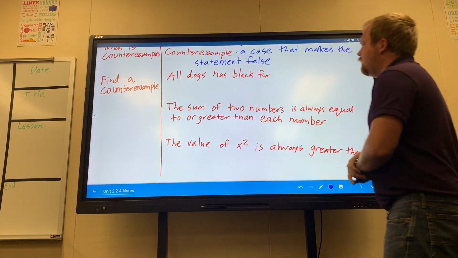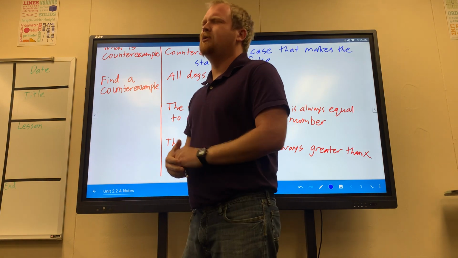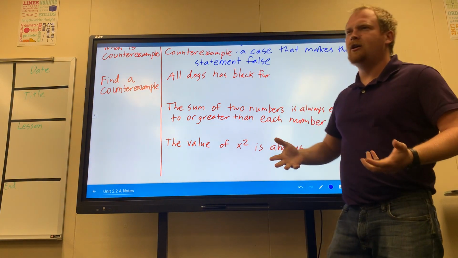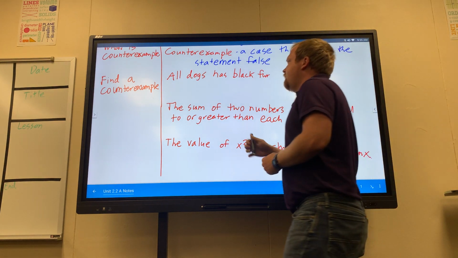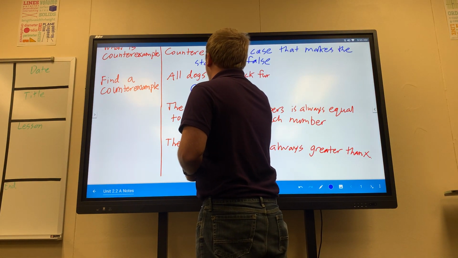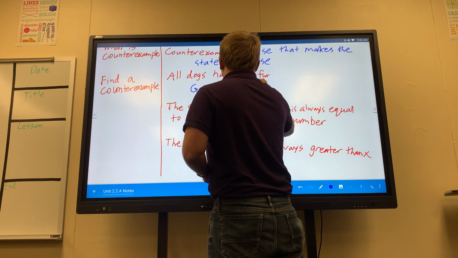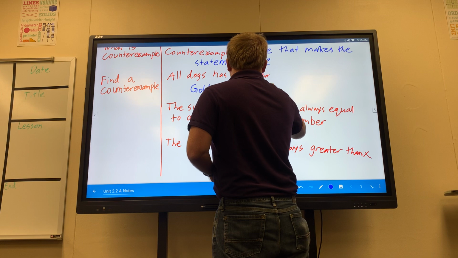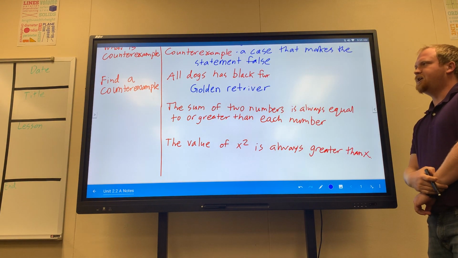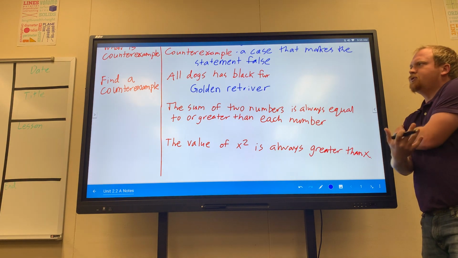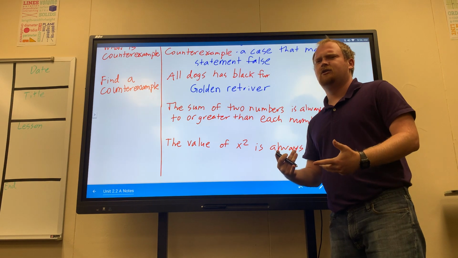You just have to have one case. Now, all dogs have black fur. Okay? So find a counterexample. Well, not all dogs have black fur. One primary example would be golden retrievers. And I know it's probably spelled wrong, but you get what I'm saying. Golden retrievers do not have black fur. They're more like a yellow golden color.